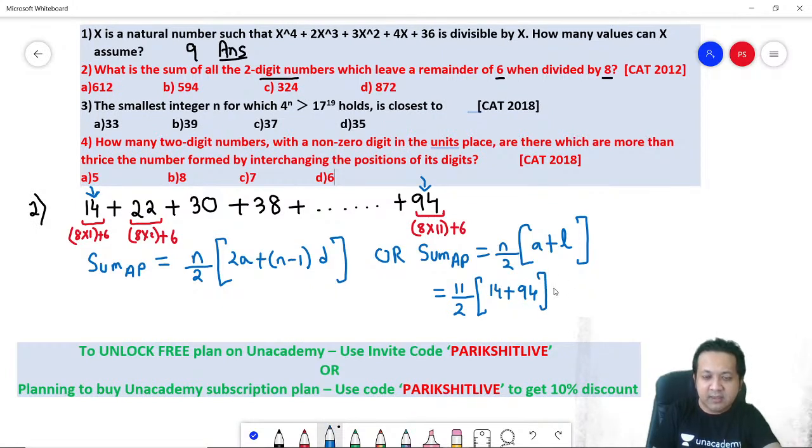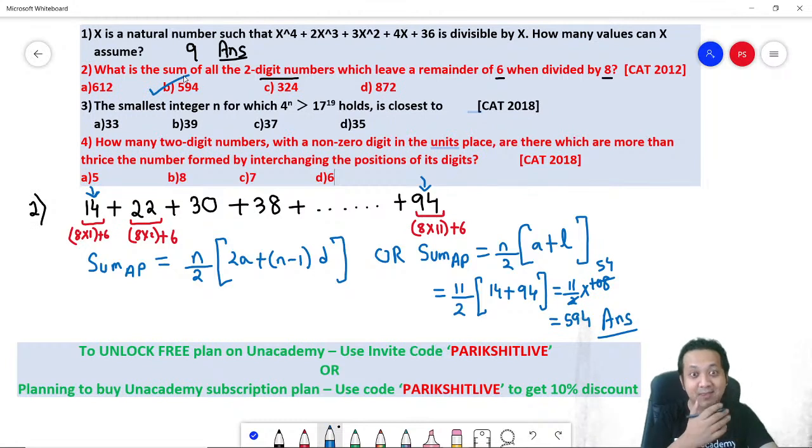So how much do you get? 11 by 2 into 108. 2 ones are 2, 54s are. So 54 into 11 comes out to be 594 and that's your answer. This is a CAT 2012 question. Any doubt? I think it's very easy provided you do it logically. Very, very easy. And these are, mind you, not easy questions. Let's go to the next one.